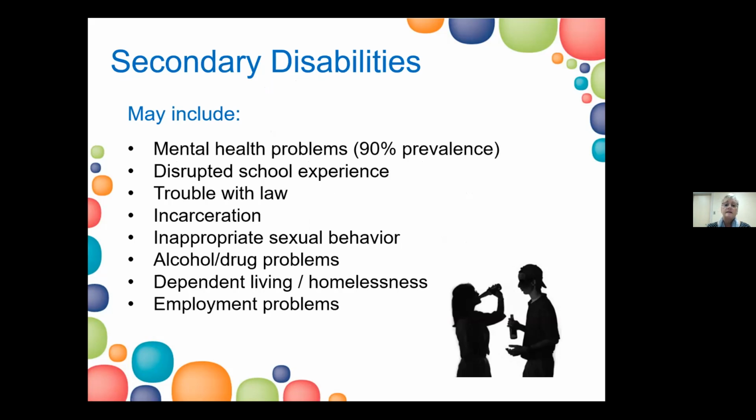Ninety percent of individuals with FASD will experience mental health problems in their lifetime. Disrupted school experience: if school is not a happy place, if it's not a positive place to be, youth with FASD are not going to stay in school. Because of brain processing differences, social skills differences, and certain vulnerabilities, they have a really high likelihood that they may become in trouble with the law, often unwittingly. And so they're at high risk of incarceration. We find a disproportionate number of individuals who are incarcerated that do have FASD.